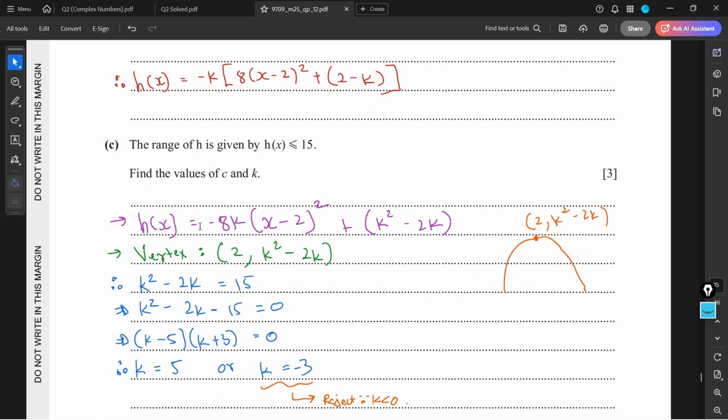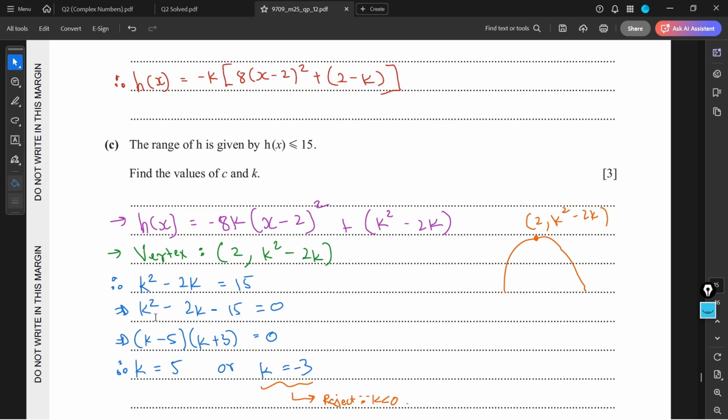So as you can see, I have started by simplifying this expression. I have multiplied by minus k inside this bracket. So I got 8 minus 8k times (x minus 2) the whole square. And then I'm distributing my minus k inside this bracket so that it becomes positive k square, and minus k into 2 is minus 2k. In doing this, I can clearly see that the vertex is going to become 2 comma k square minus 2k. And because this is the maximum value on the y-axis, I can equate that to 15 based on our discussion.